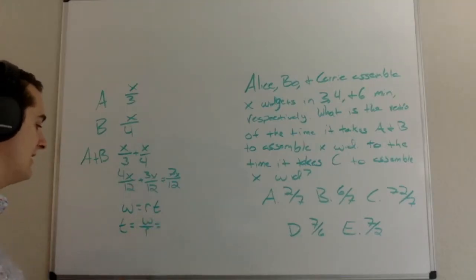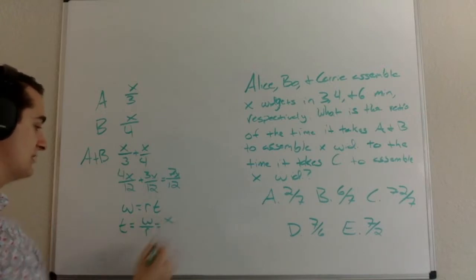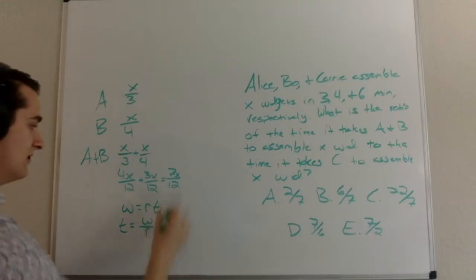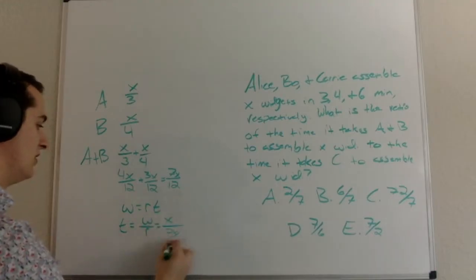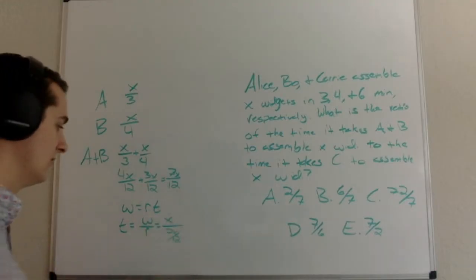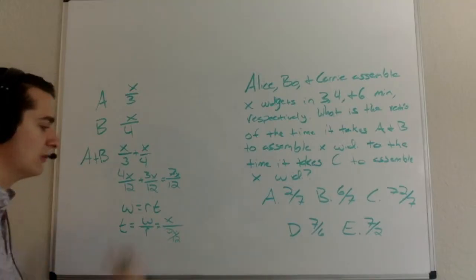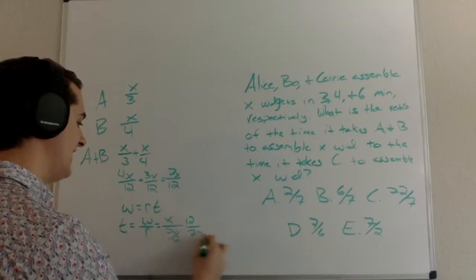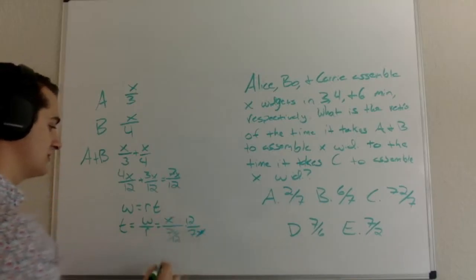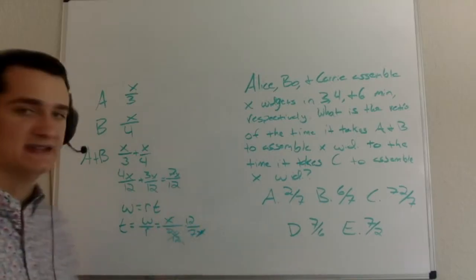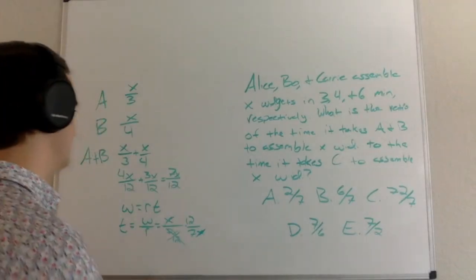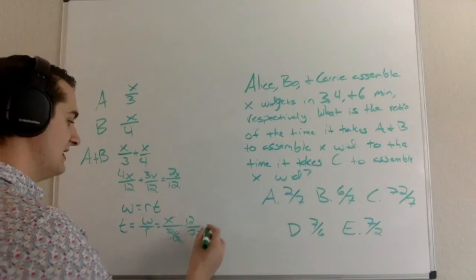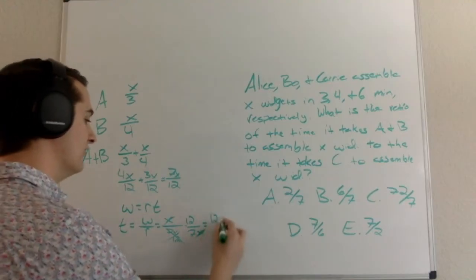My work here is going to be X widgets. My rate here is going to be 7X over 12, right? So when I simplify, I'm going to flip things. I'm going to multiply by 12 over 7X. My X's are going to cancel. And what's going to happen is that I'm going to get that the time it's going to take Alice and Bo together to produce X widgets is going to be 12 over 7.